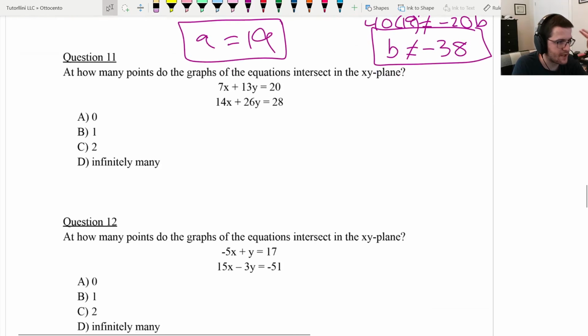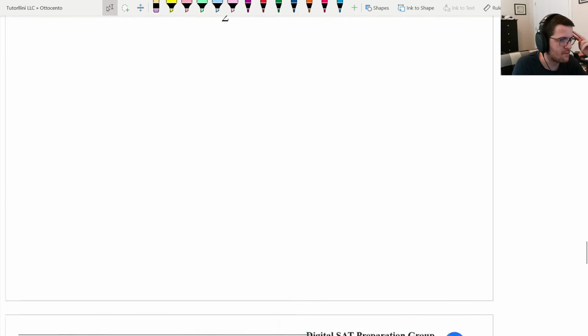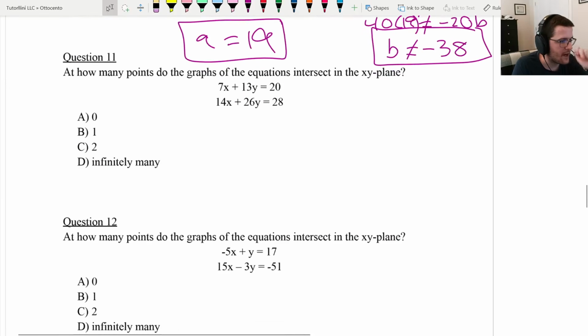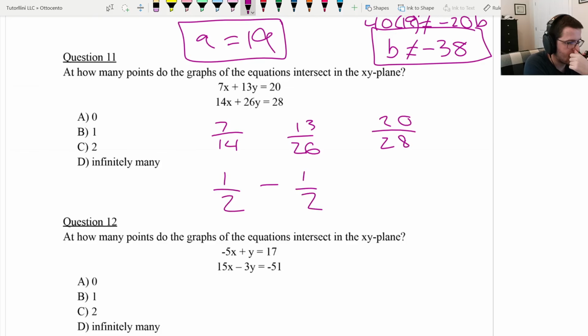Okay, so now we got to do the standard form ones. How many more? Just a couple more left. All right. We're going to do 7 over 14, 13 over 26, 20 over 28. We're going to simplify all of them. So 1/2, 1/2. Those guys are equal, so we got to check the y-intercepts.